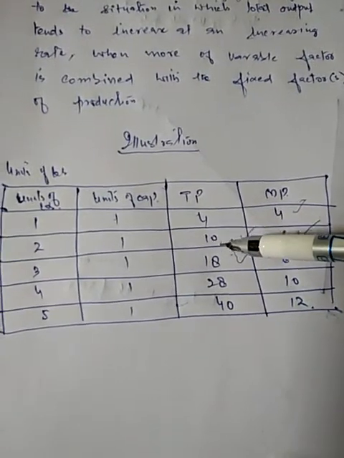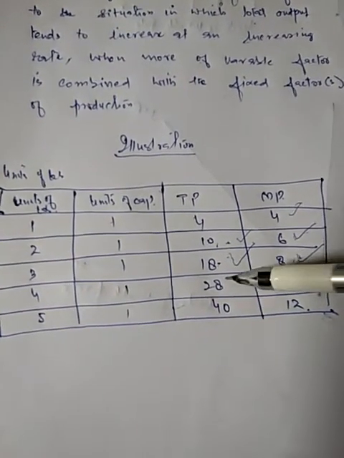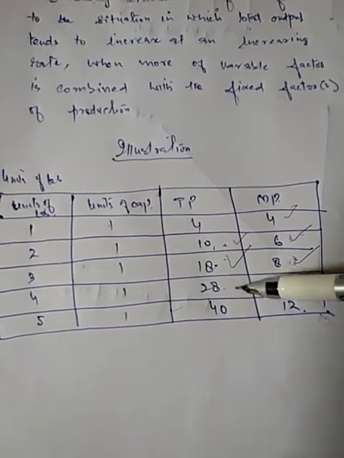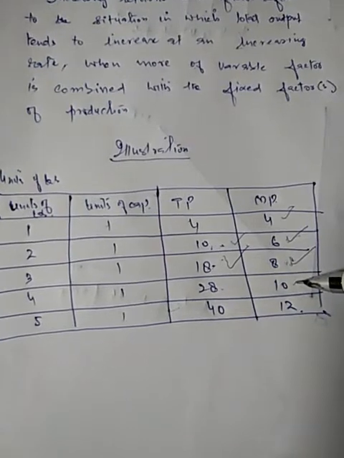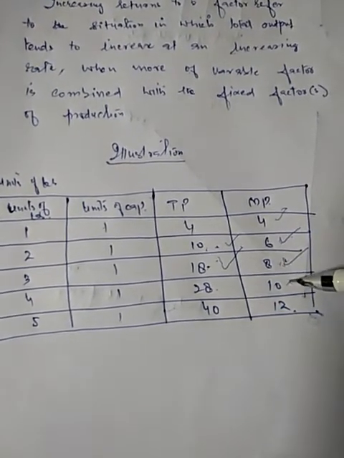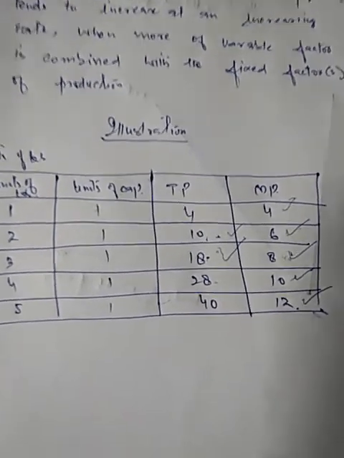That means there is an increase of 8 units. That's marginal product. And again, 4 gives us 28. Due to the application of the fourth unit, it reaches 10. It gives us 10, and the fifth unit gives us the 12th unit and its marginal product.